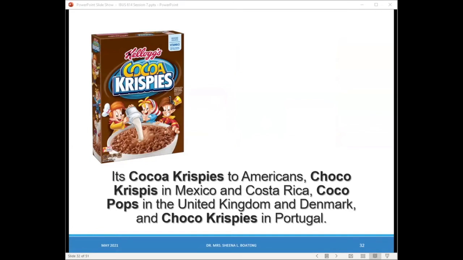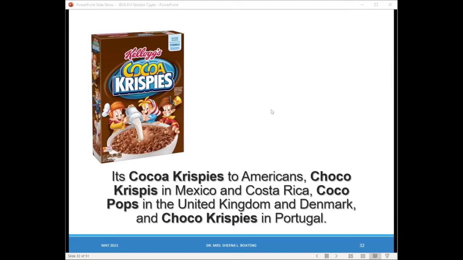Or you don't take breakfast cereal. You know Rice Krispies, right? So this is very weird to you, but this is how it is presented to the Americans. They don't have Rice Krispies. They have Cocoa Krispies.